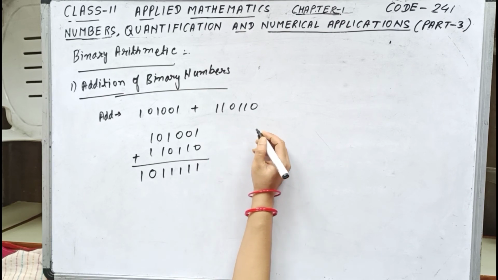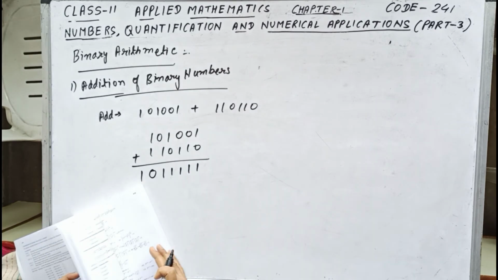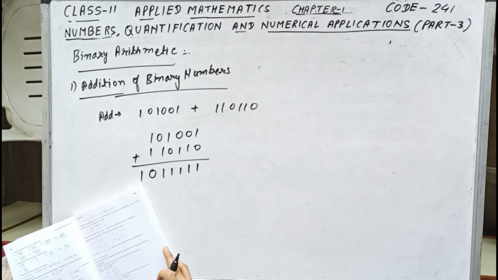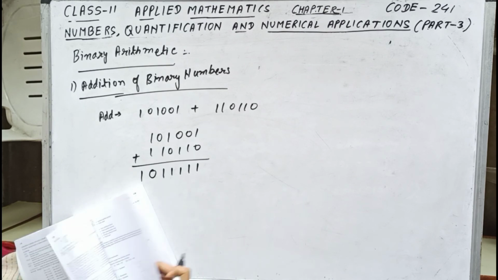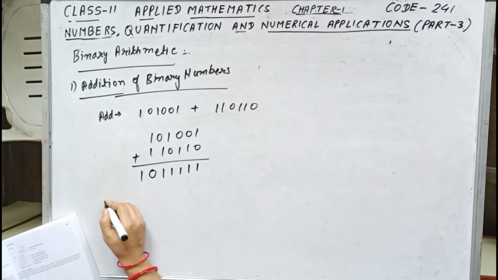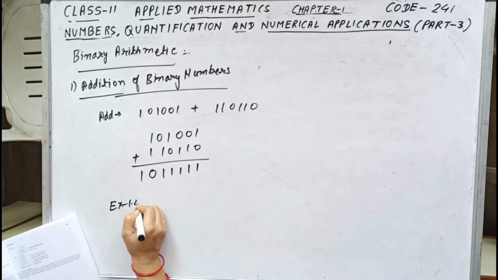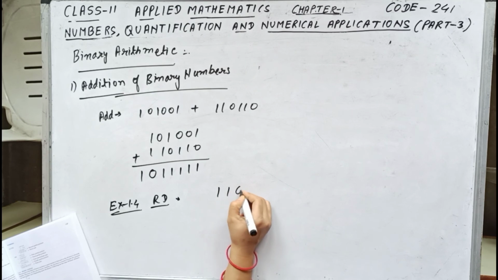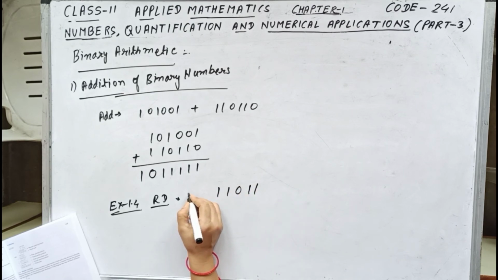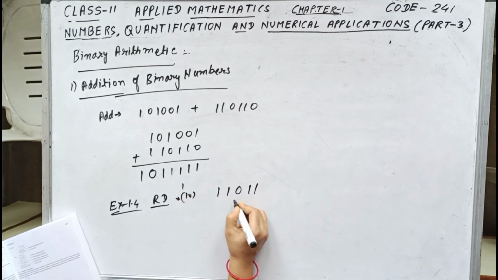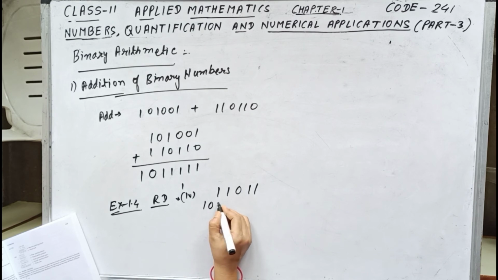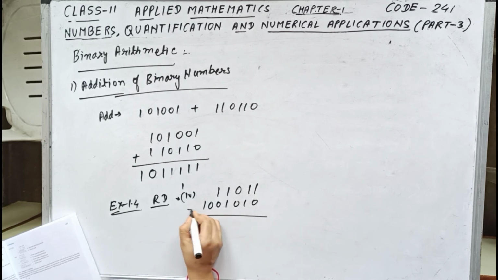Over here, any other example I am trying to find from an exercise. Let me see if I can get an example. Exercise 1.4, RD Sharma. It is 11011, number 4, 1 number 4 I am doing. So over here 10, then 0100 1010. This I have to add.